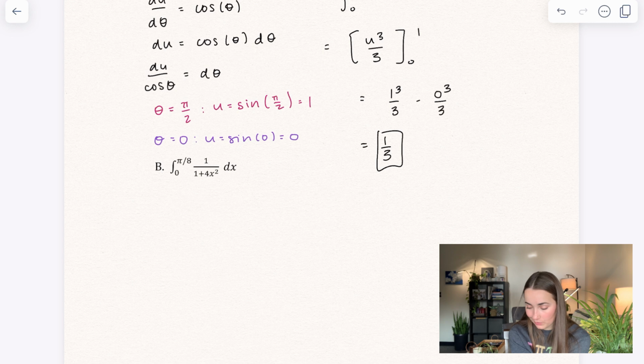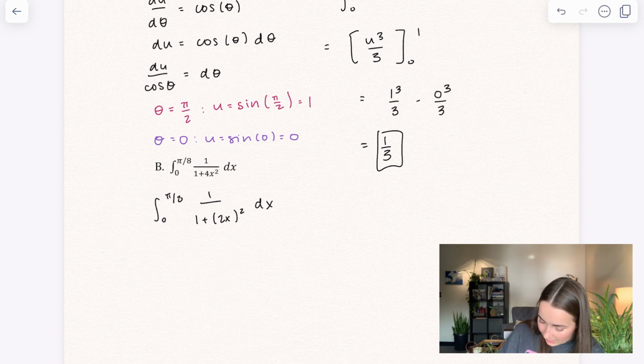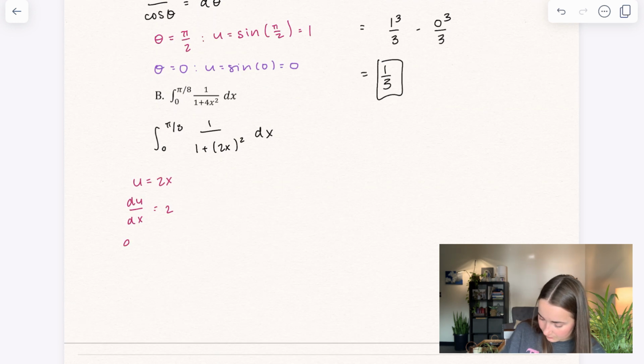Okay, so this is more of a recognition problem. I can see that this is going to look like inverse tangent, but it's a little different. So I'm going to go ahead and rewrite it so we can see that. And so notice here that we have 2x inside of the squared instead of just a normal x. So that helps me. I'm going to go ahead and change that to u, and I'm going to take du in terms of x. Okay, I found what dx is equal to.